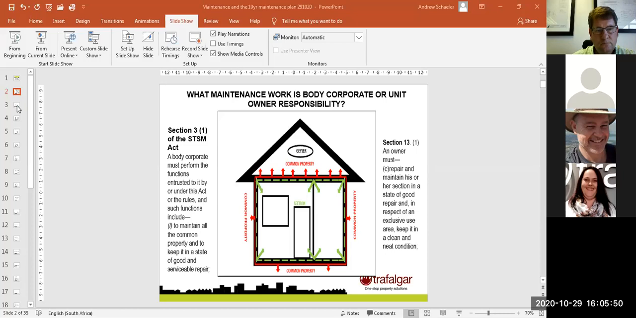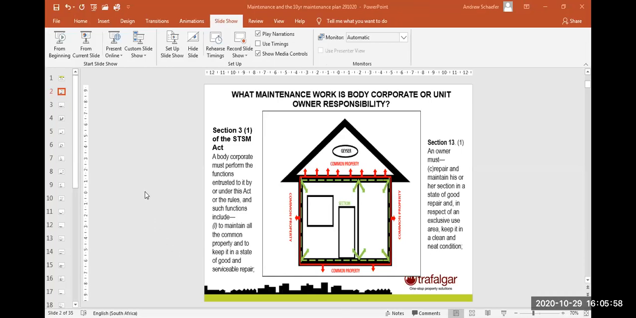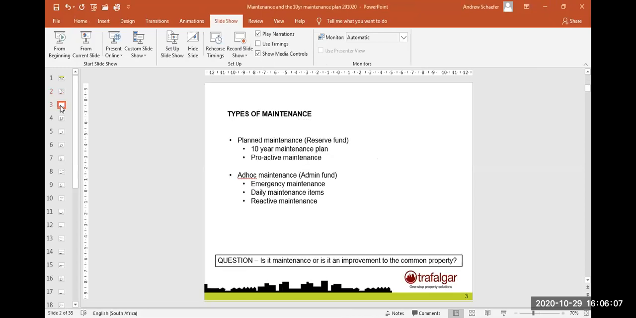And it's also important to bear in mind that the legislation refers to a water heating installation, not just the geyser itself. So this means that it also includes hot water pipes and other items that might form part of that specific installation. If we can move over to the next slide, Andrew.